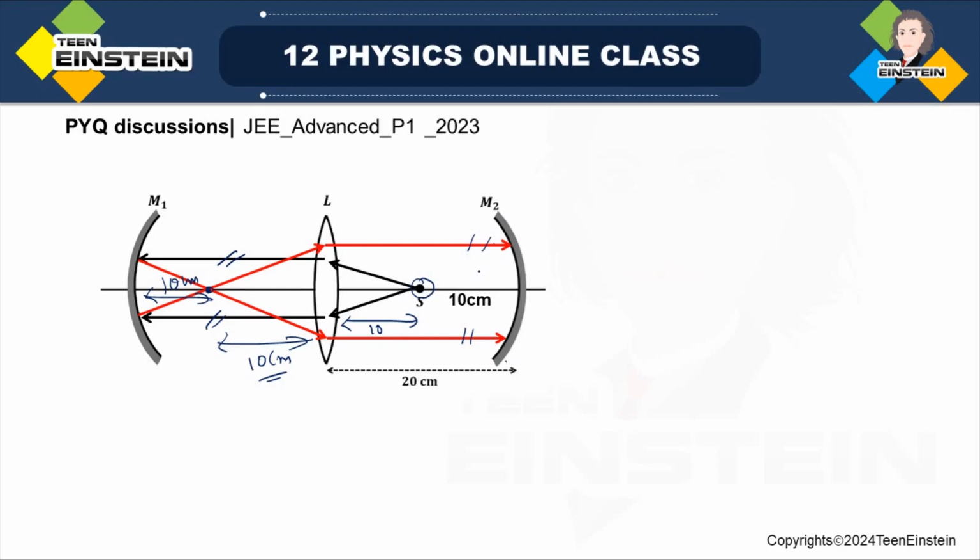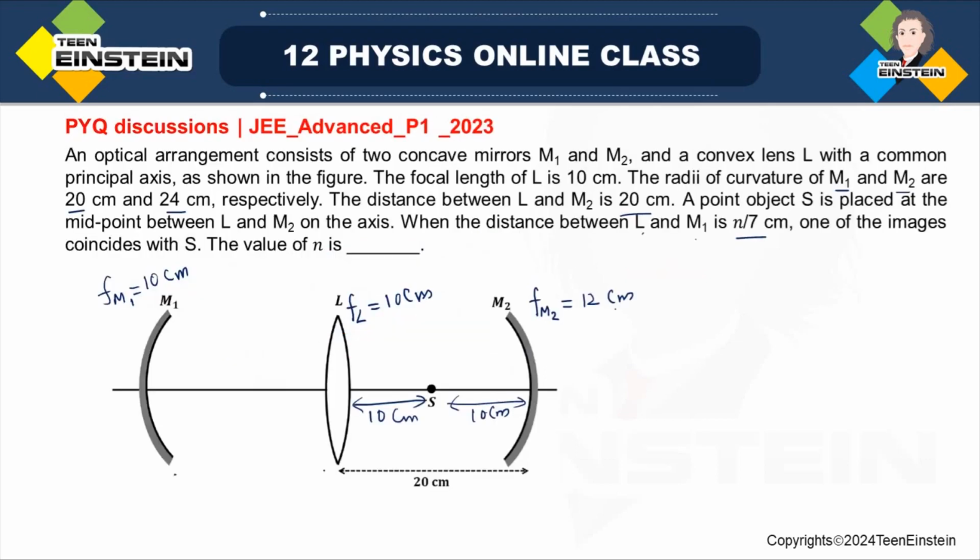After reflection, they will pass through the focus of this. So the focus is not 10 centimeter, it is 12 centimeter for this M2. So they will actually pass through this, okay, like this. So the final image is not going to form at this. So let us not consider this way. Let us try to find out the image formed by M2 first.